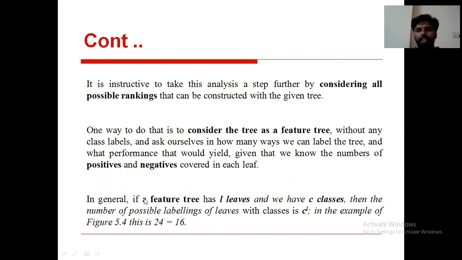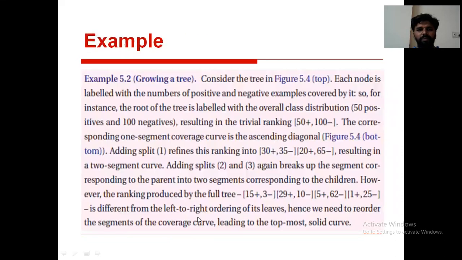Here I would like to give a general explanation. If a feature tree has L number of leaves and we have C number of classes, then the number of possible labelings of the leaves with the classes is C power L. This many possibilities are there. For example, if you consider example figure 5.4, I already showed that to you. There are 24, right? See, figure.